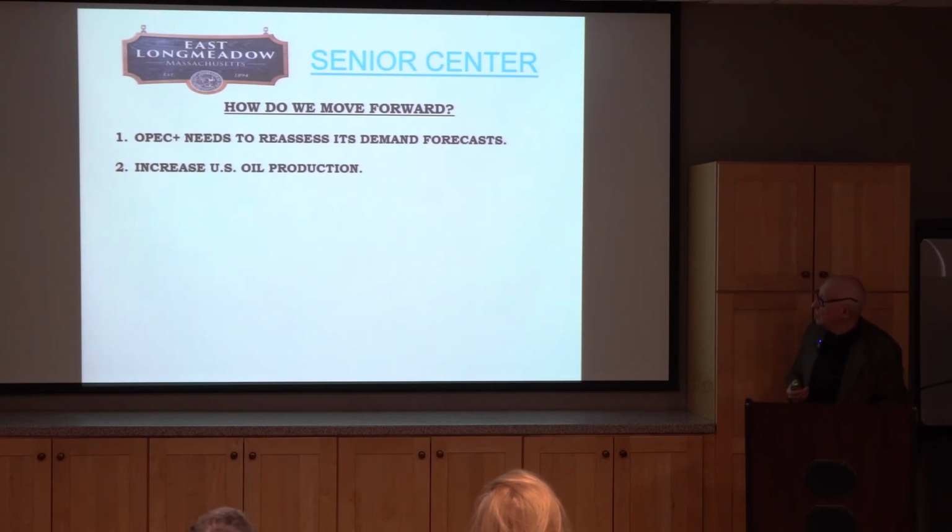Second thing is increasing U.S. oil production. In getting U.S. oil companies to produce more, the Biden administration needs to relax its anti-fossil fuel policy, starting with revisiting the Keystone Pipeline decision, opening up federal lands and waters to U.S. exploration, and not overtaxing the industry.